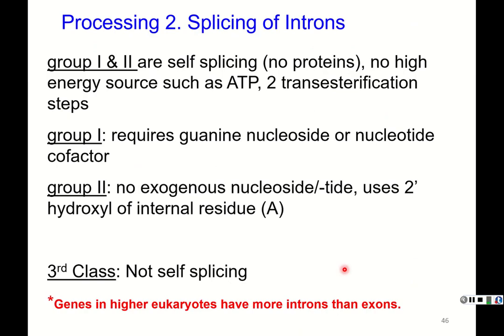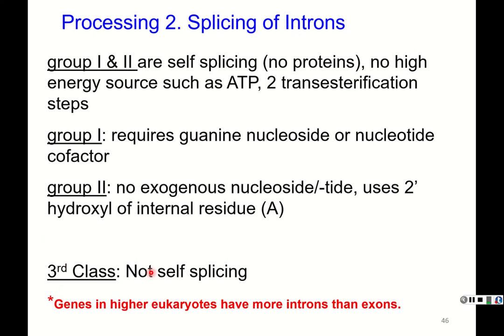The second form of processing is the splicing of the introns. Group 1 and 2 are self-splicing. They don't require any proteins, no high energy source like ATP, and they require only 2 transesterification steps. Group 1 requires a guanine nucleoside or nucleotide cofactor, and group 2 doesn't require any exogenous nucleotides. We'll look at these individually here in a second.